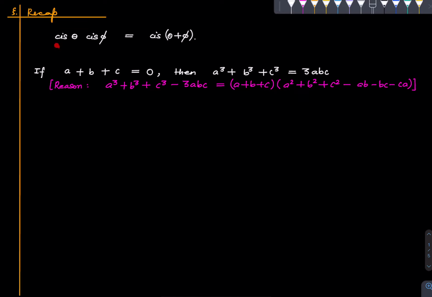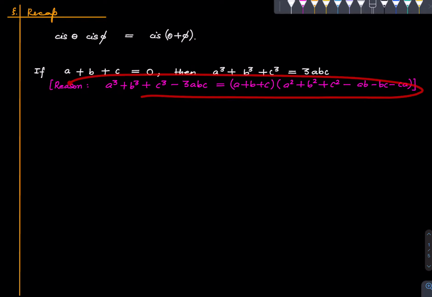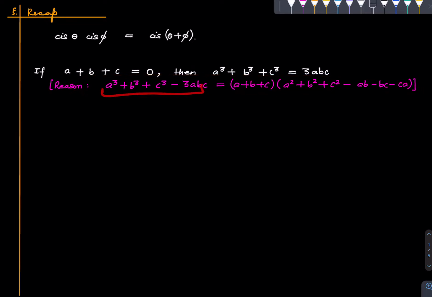Anyway, so we saw that cis theta times cis phi is cis theta plus phi, where cis theta is just a lazy shorthand for cos theta plus i sine theta. So that, and let us also recall a simple algebraic identity which one must have seen earlier. Even if you haven't seen it earlier, that's fine. Suppose a plus b plus c is 0, then a cube plus b cube plus c cube is 3 times abc. The proof is this. It's the factorization result, that this expression factorizes that way, and that's it.